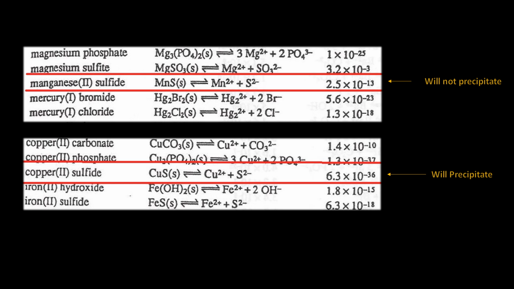An example would be copper sulfide, which has a Ksp value of 6.3 times 10 to the minus 36, whereas manganese sulfide has a Ksp value of only 2.5 times 10 to the minus 13. Since copper sulfide has the smaller Ksp value, it will precipitate.